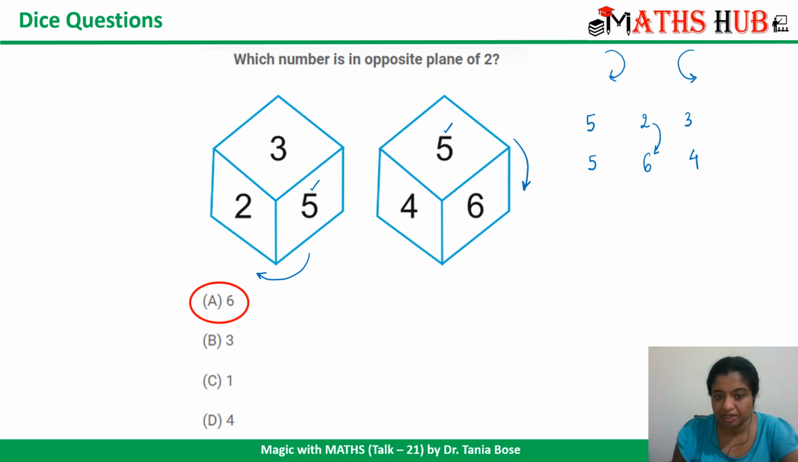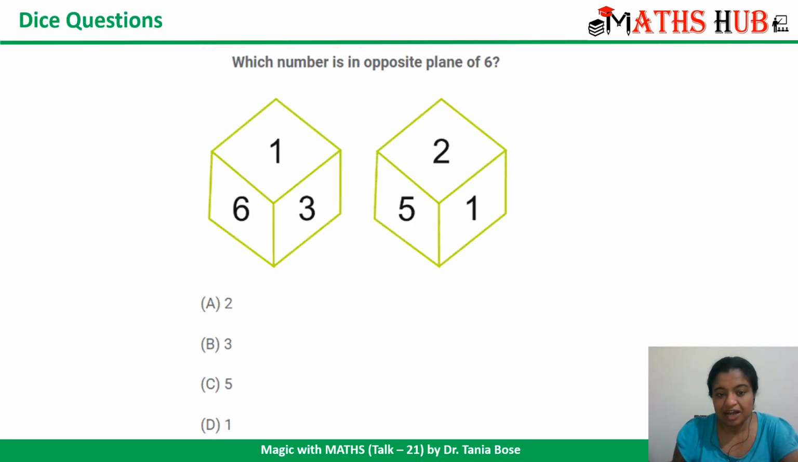So let's work out another question. So we have to find out the number which is an opposite plane of 6. So if you closely look into the dice, what is happening? Number 1 is common in both. Only one face is common, right? So we'll start with the first dice and we will write the number which is common at the first position. And again, let us try to write it in the clockwise manner. So we get 1, 3 and 6.